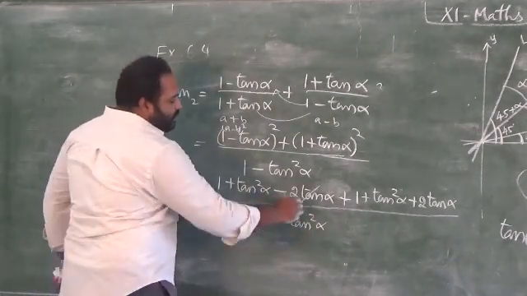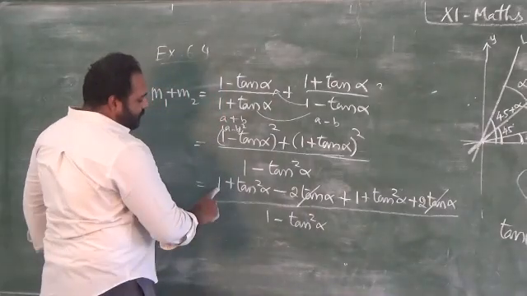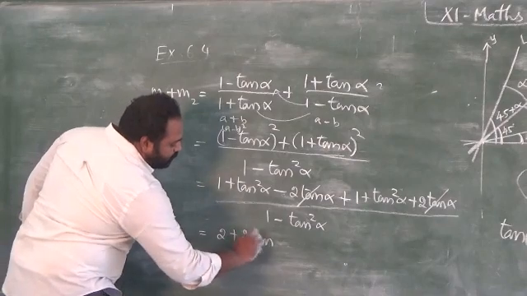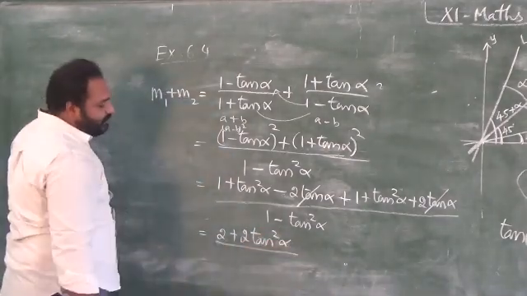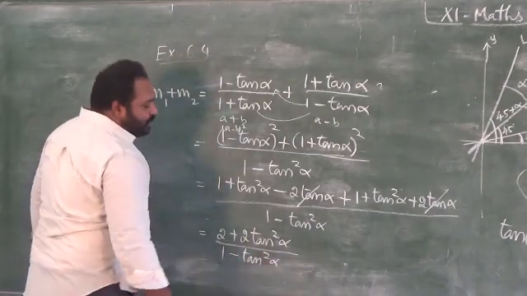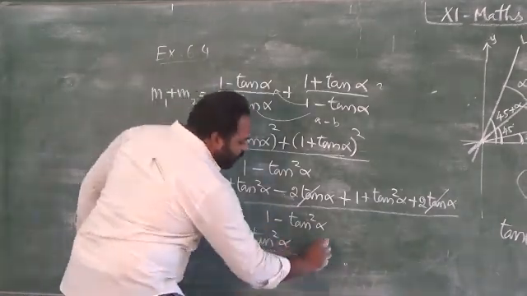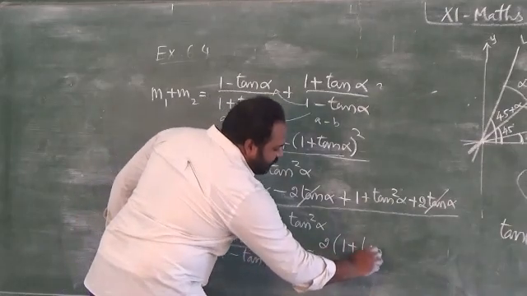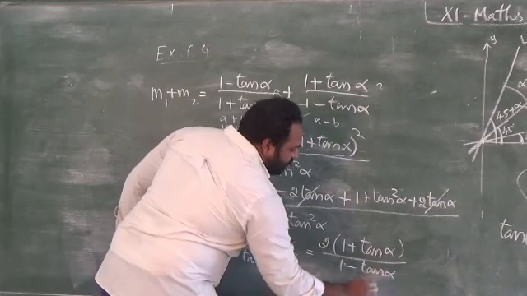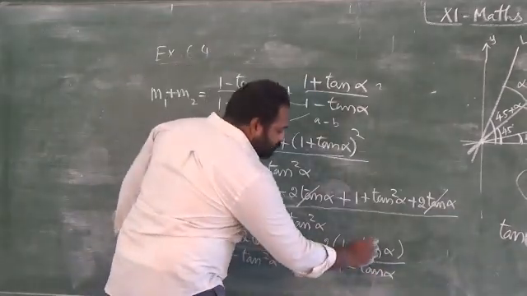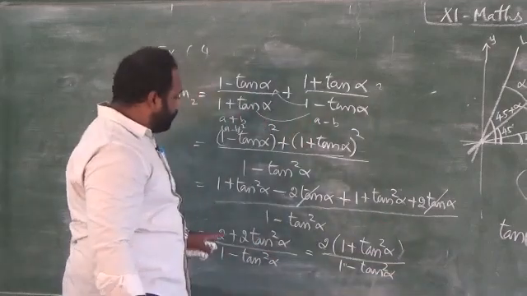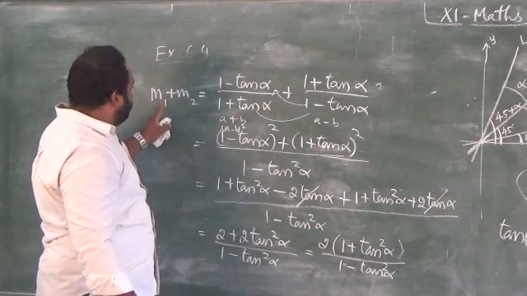So the 2 tan alpha terms will cancel here. So we are getting 1 plus 1, 2, plus 2 tan square alpha, divided by 1 minus tan square alpha. Here we can take 2 commonly outside in the numerator, so it is 2 into (1 plus tan square alpha) by (1 minus tan square alpha). So now we got the value of M1 plus M2.